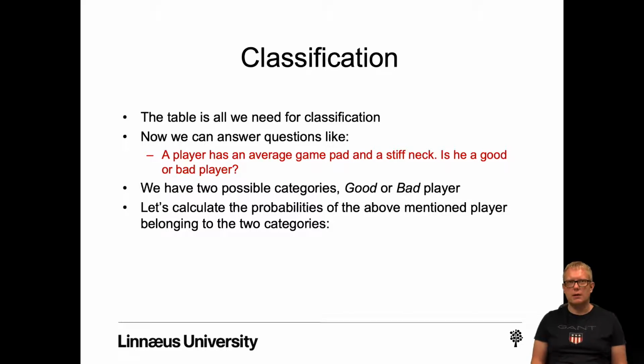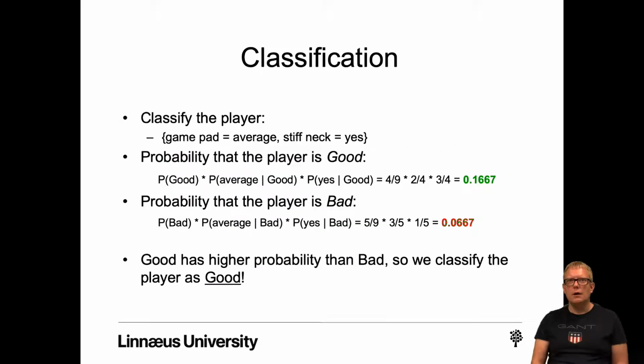So now we can answer questions like, a player has an average gamepad and a stiffneck, is he a good or a bad FIFA player? We have 2 possible categories, good or bad player, so let's calculate the probabilities of the above mentioned player belonging to 2 categories. So our task is to classify a player, gamepad is average and stiffneck yes.